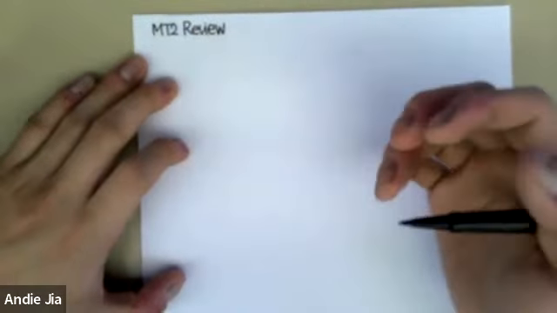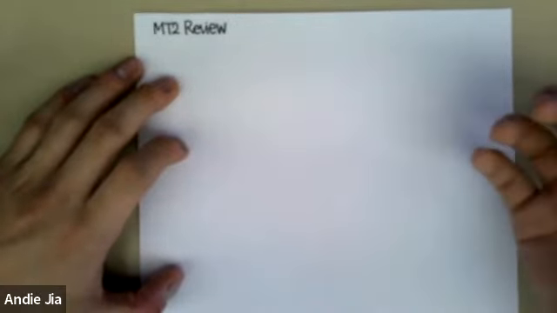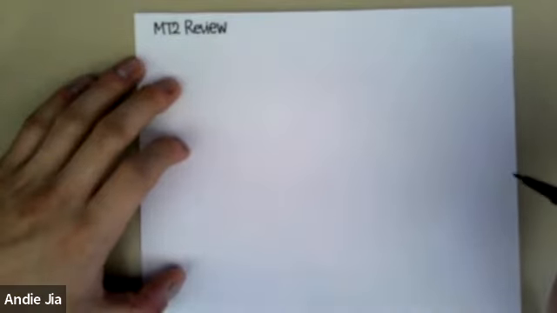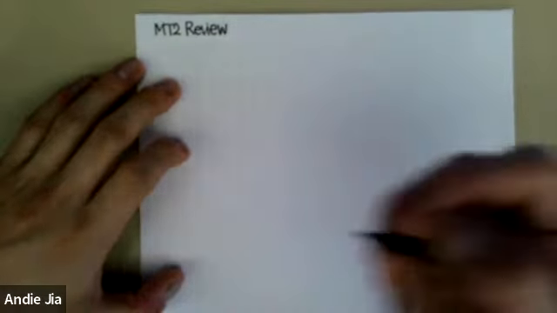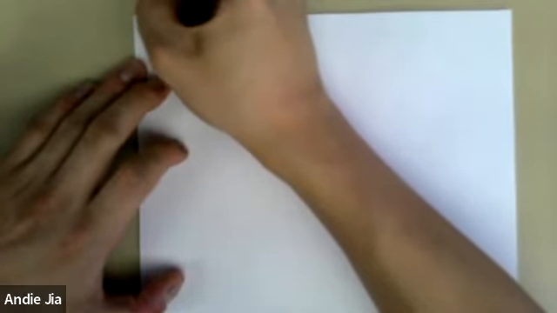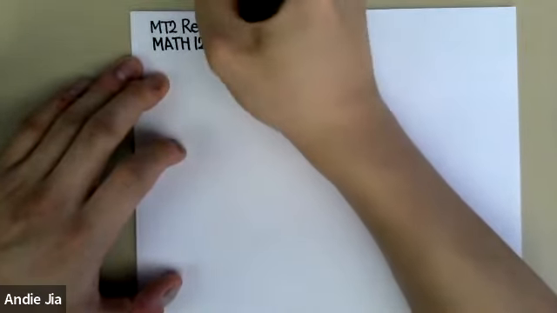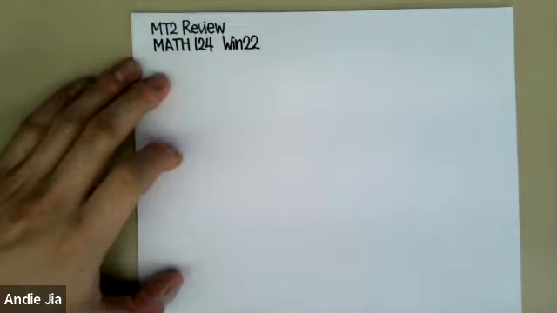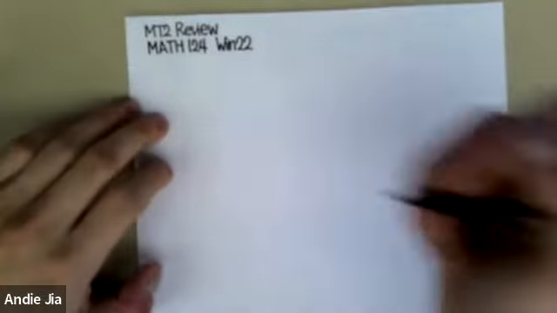Midterm 2 review for Math 24. We can go over the chain rule, logarithmic differentiation, implicit differentiation, related rates, and linear approximation if it's covered on the exam. This is Winter 2022. So those are the topics, and now the first example.